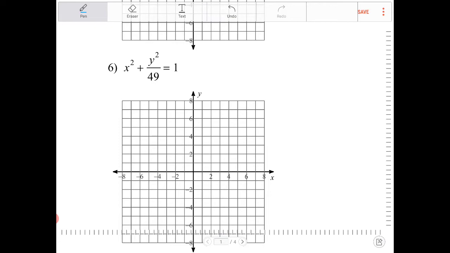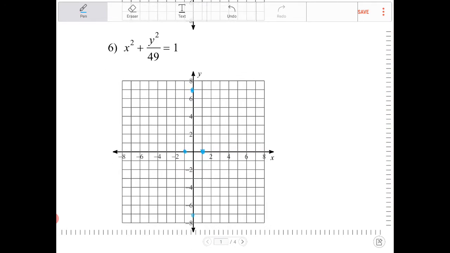If I find the x-intercepts, they are located at 1 and -1. You see how quickly we can do this now? The y-intercepts are located at plus or minus 7, so it's over here and down there. So this is, again, a vertically oriented ellipse. And again, I know it's vertical because the major axis is oriented vertically.